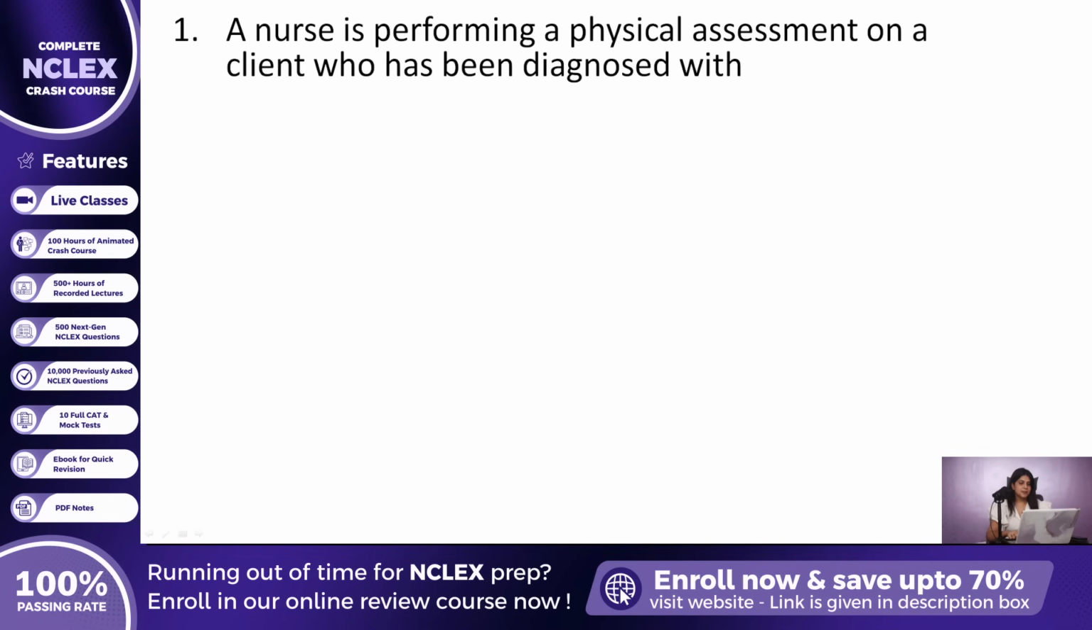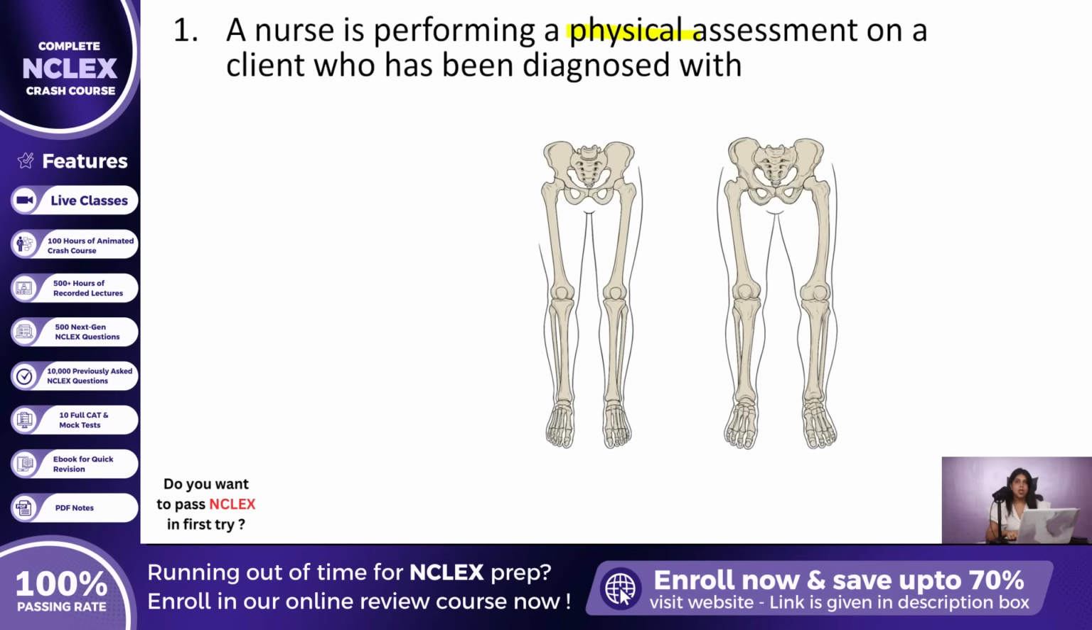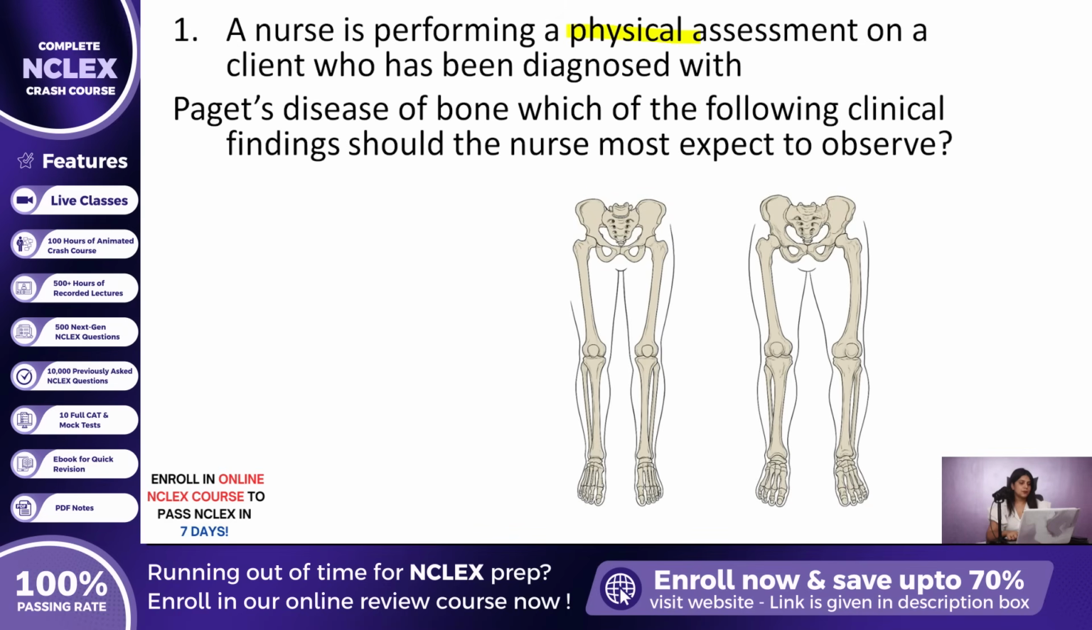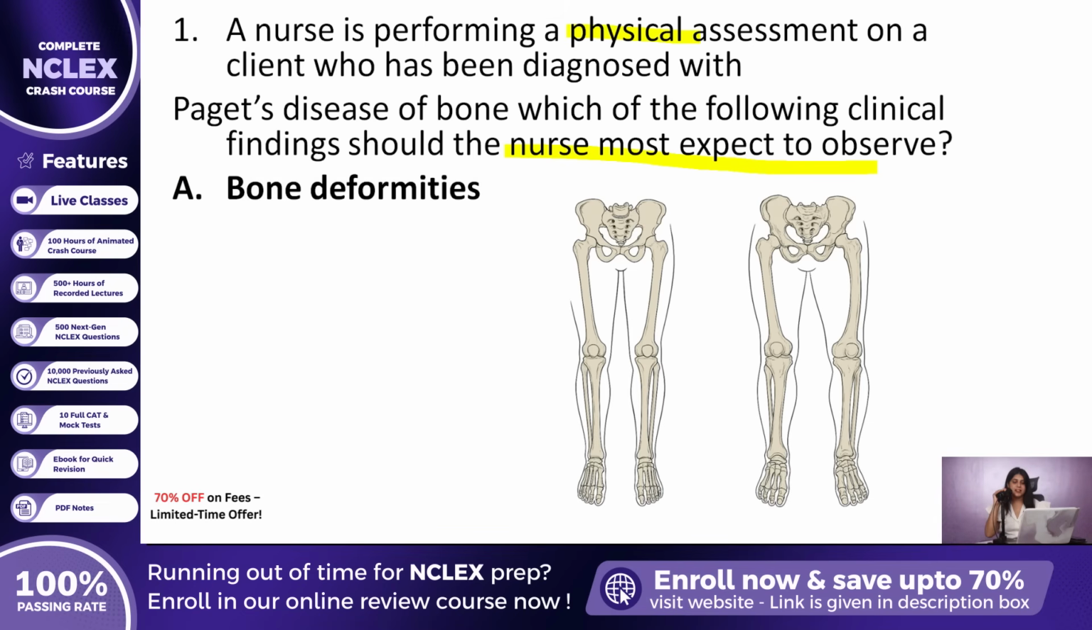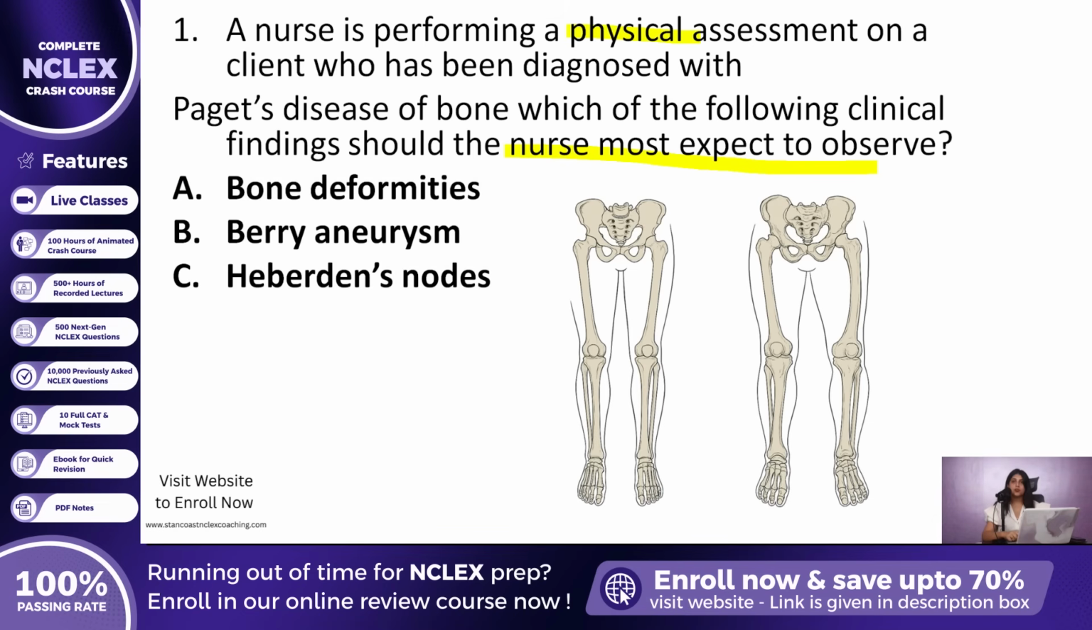A nurse is performing a physical assessment on a client who has been diagnosed with Paget's disease of bone. And the question is, which of the following clinical findings should the nurse most expect to observe? The options are as follows. First, A. Bone deformities. Second, B. Berry aneurysm. Third, C. Heberden's nodes. And finally, D. Janeway lesions.